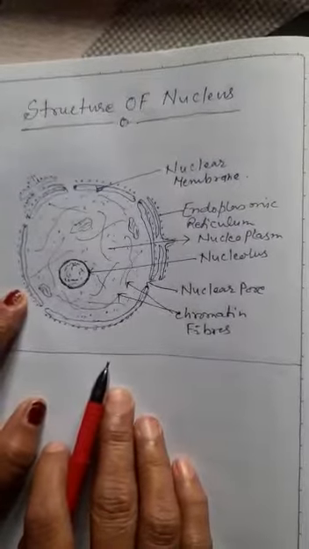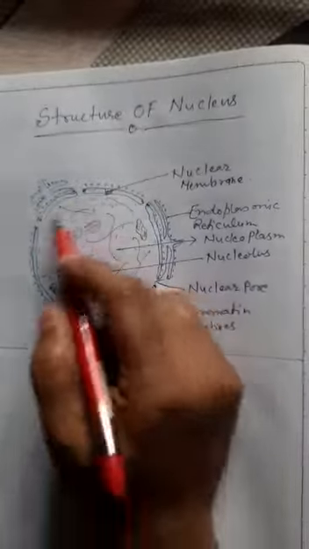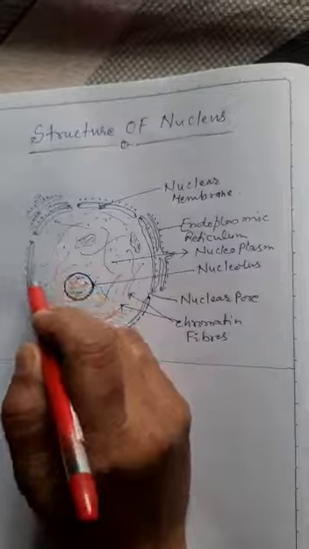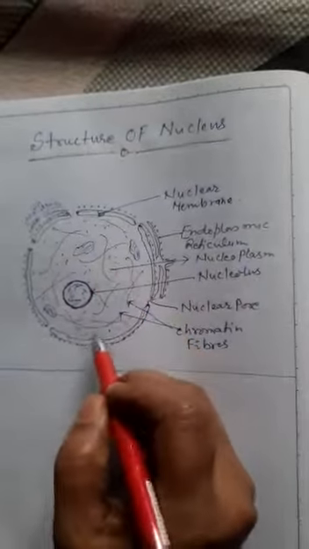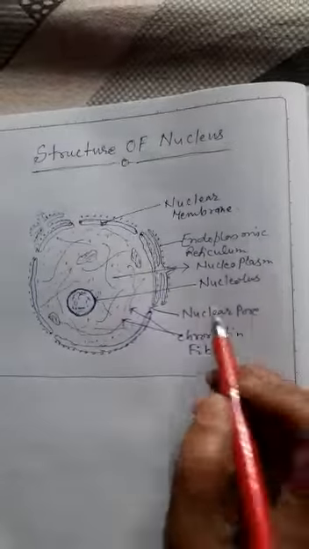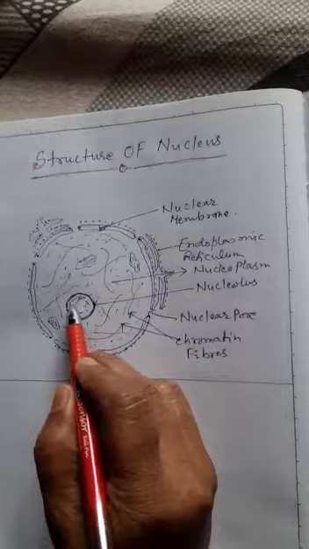The first part, which is the nuclear membrane, is the membrane-like structure which surrounds the nucleus. The second part is the jelly-like substance which is spread throughout the nucleus, that is nucleoplasm. The third structure is the nucleolus.